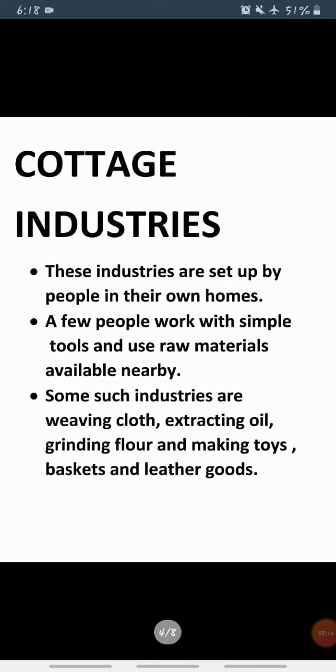So cottage industries are set up by people in their own homes. A few people work with simple tools and use raw materials available nearby. So in cottage industry जो लोग होते हैं वो अपने घरों में ही स्टार्ट करते हैं और बहुत सिंपल टूल्स के साथ और आसपास जो भी चीज़ उनको अवेलेबल होती है उनको यूज़ करके प्रोडक्ट बनाते हैं, like weaving clothes, extracting oil, grinding flour and making toys, baskets and leather goods. So these are some examples which are made in the cottage industries.